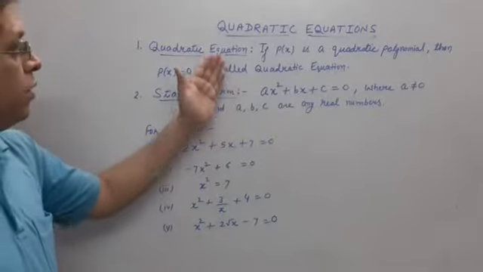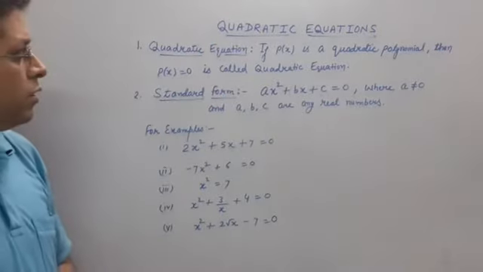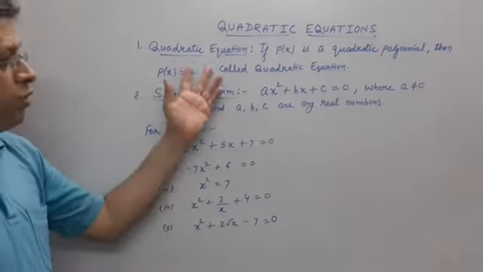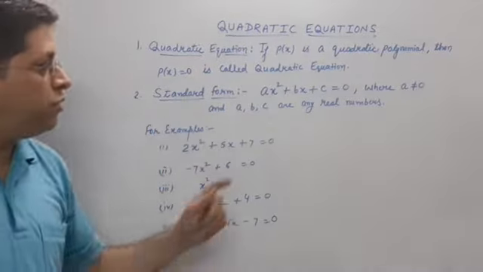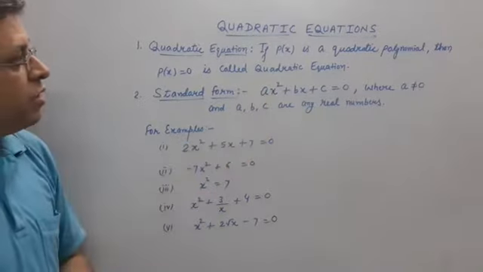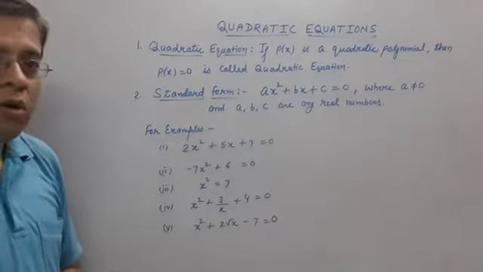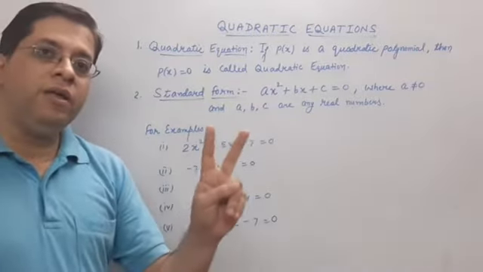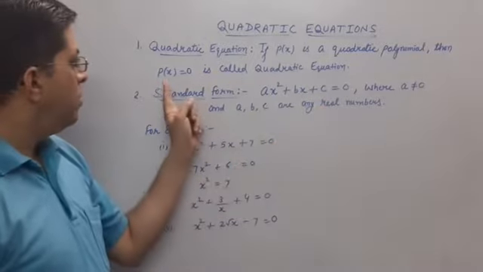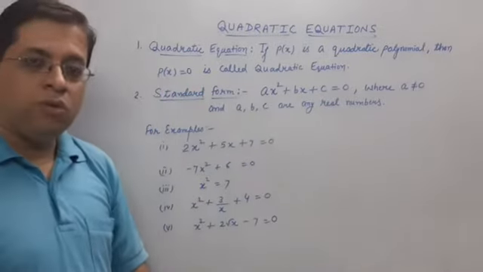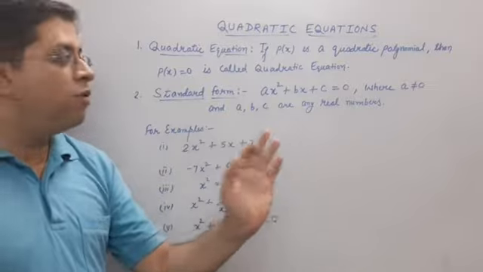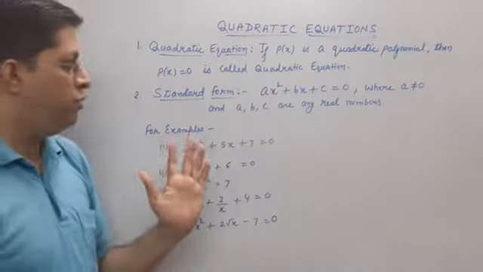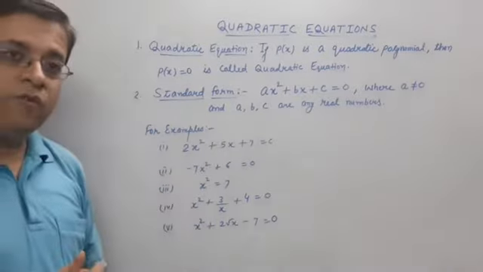Yes, today we are going to start one special chapter. Its name is quadratic equation. First of all, what is the meaning of quadratic equation? See here, if P(x) is a quadratic polynomial, meaning any polynomial which has degree 2, then if P(x) is equal to 0, it means if the quadratic polynomial is equal to 0, then it is called a quadratic equation.